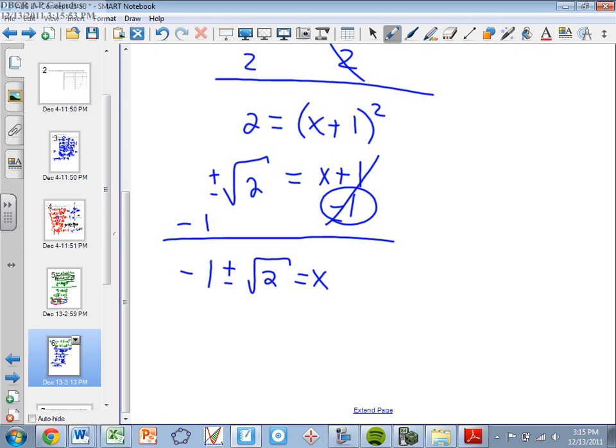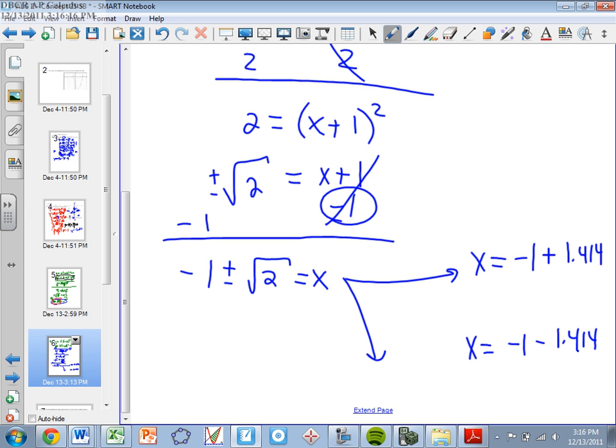Now, I want to know what these values are. This is not difficult. Square root of 2 is 1.414. So we can say, break this into 2 values. The first one is x equals negative 1 plus 1.414. X equals negative 1 minus 1.414. That's it. Okay, I want to know what the actual number is though. So negative 1 minus 1.414 is negative 2.414. Okay, negative 2.414. Here, the 1's cancel, I'm going to get 0.414.